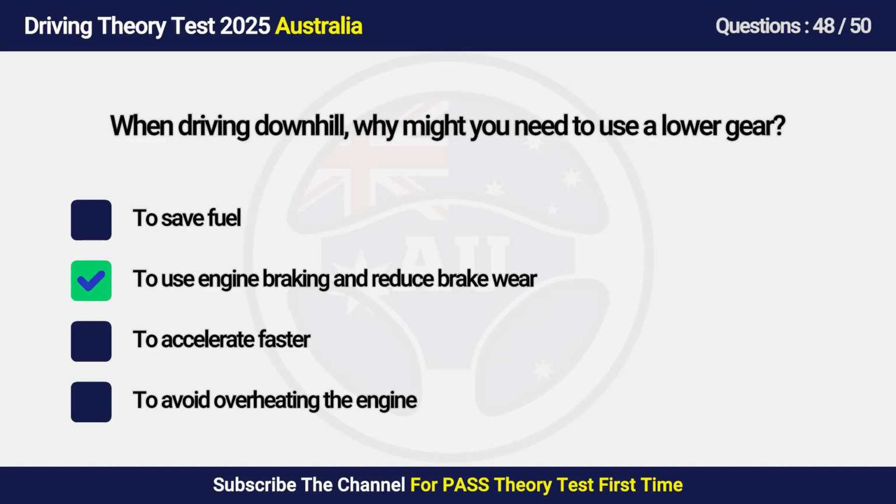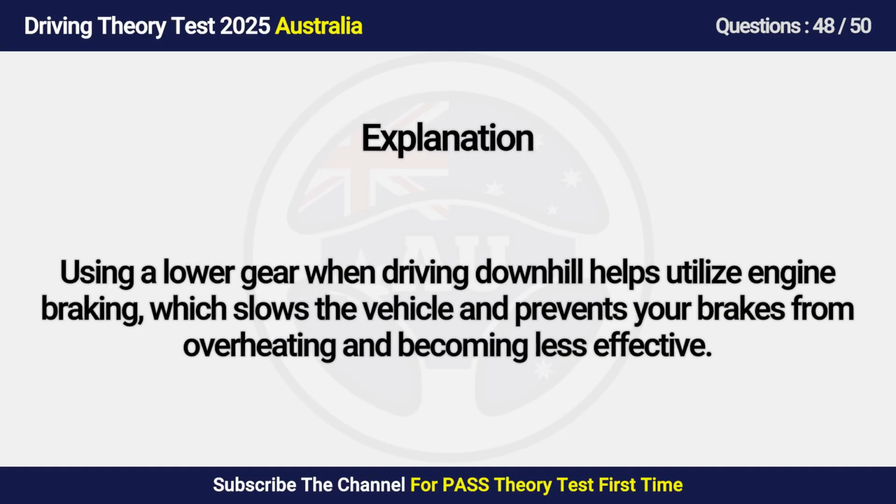Answer is B. To use engine braking and reduce brake wear. Using a lower gear when driving downhill helps utilize engine braking, which slows the vehicle and prevents your brakes from overheating and becoming less effective.